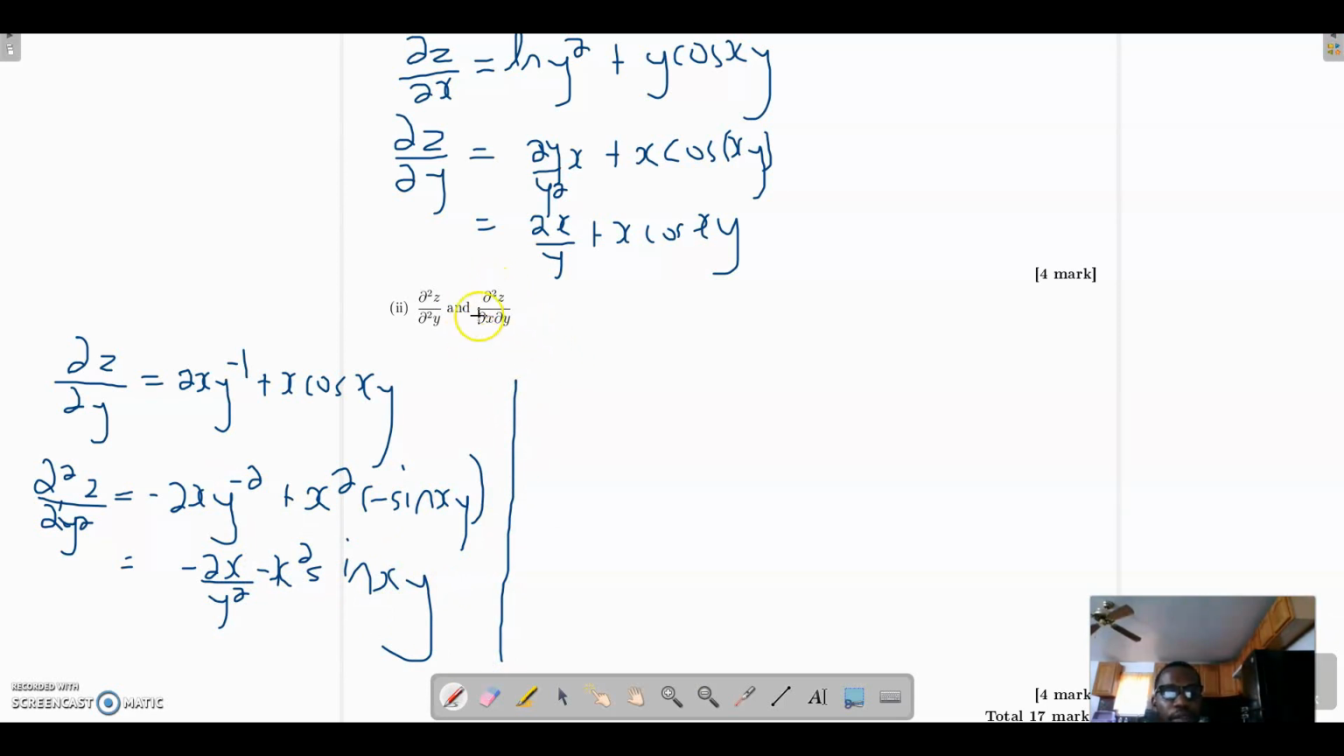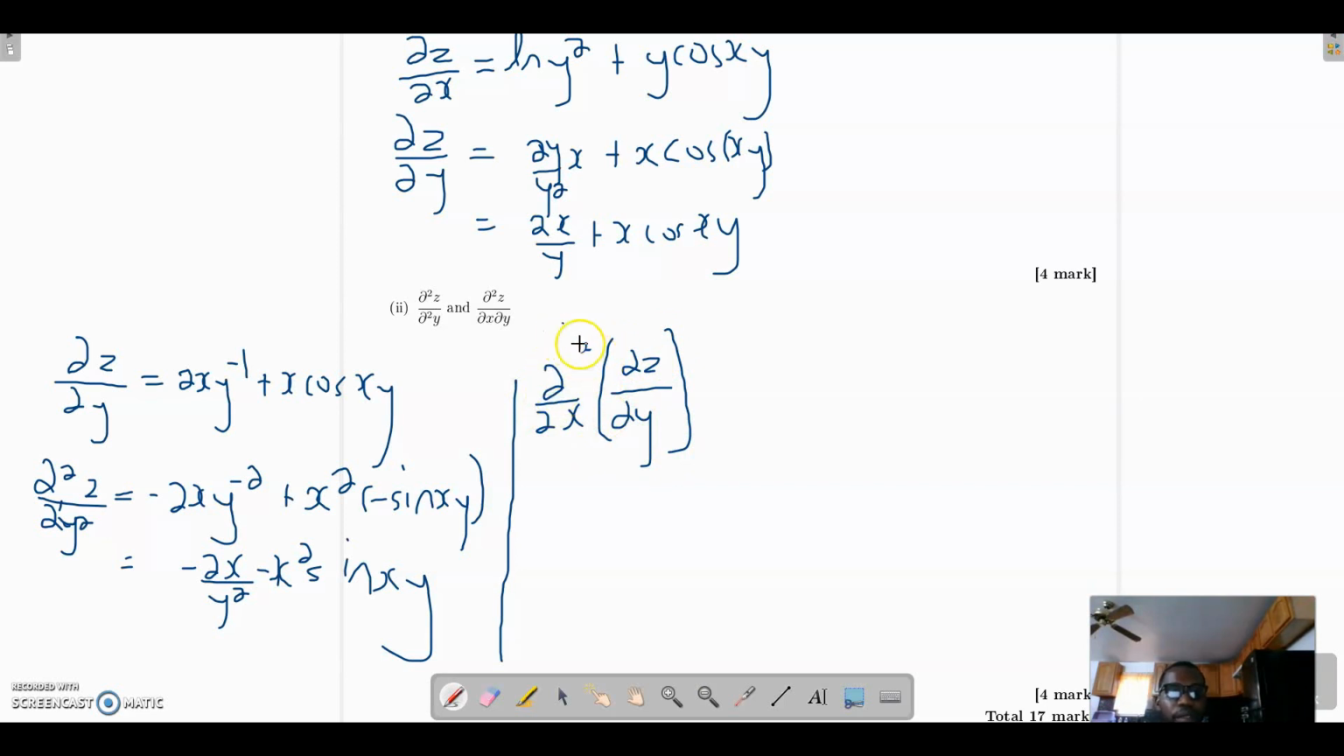d squared z over dx dy. What this really means is the second partial derivative. Let me rewrite it. This is saying the same thing as the partial derivative with respect to x of the first partial derivative with respect to y. So whatever you got for dz over dy, you're going to differentiate that with respect to x.